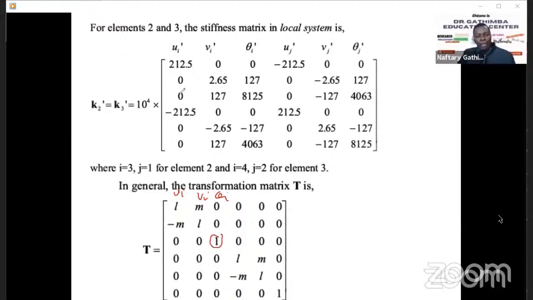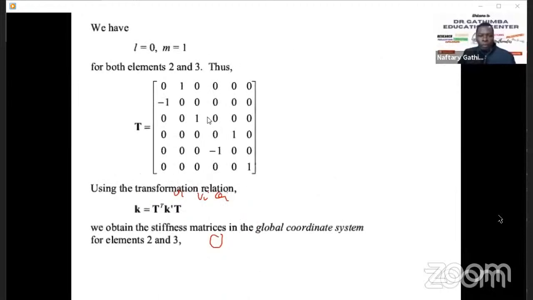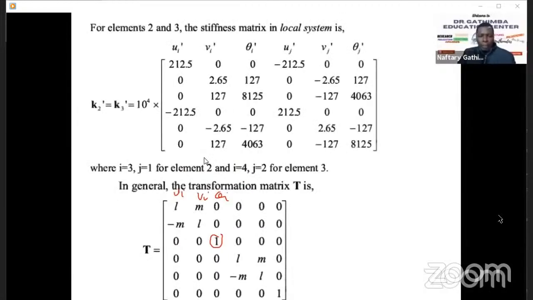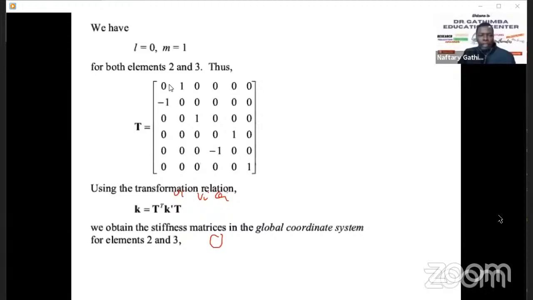So what this approach does is, you first calculate the different elemental stiffness matrices in the local coordinate system. Then you use this equation. Because you already know the direction cosines, you come and substitute the values for the different elements, like for element 2 and 3, we have the theta.